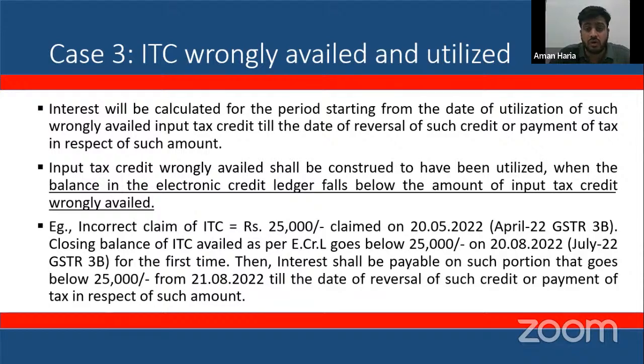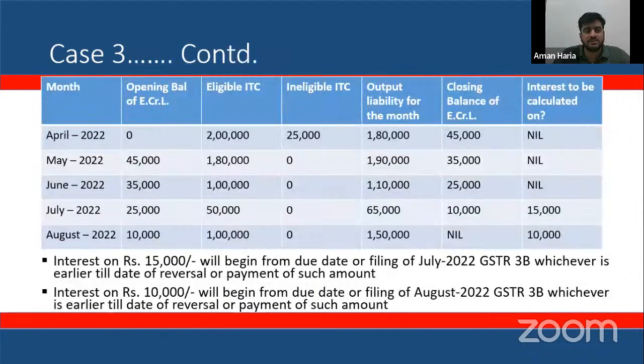So on this 25,000, you will be required to pay interest, not from April, but from the day on which the balance of electronic credit ledger goes below 25,000. So if that falls below on 20th of August, then your interest liability will only trigger from 21st of August. And how we will calculate that, to further illustrate or simplify what we are just talking about, I've prepared this chart which highlights how the interest will be calculated.